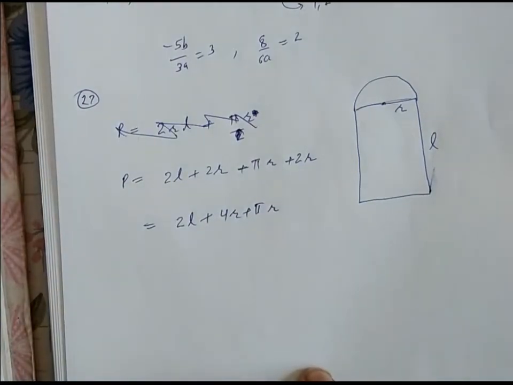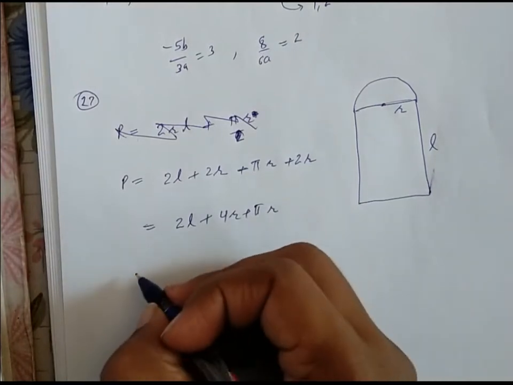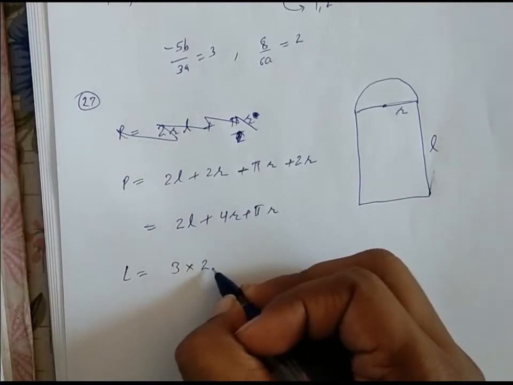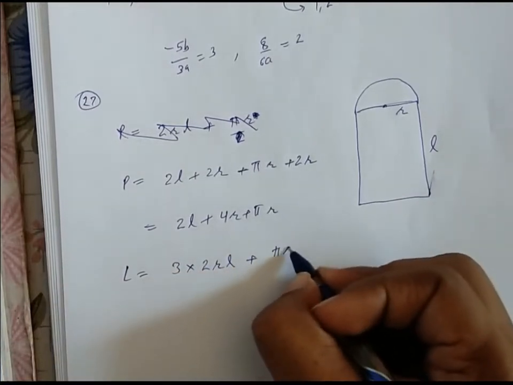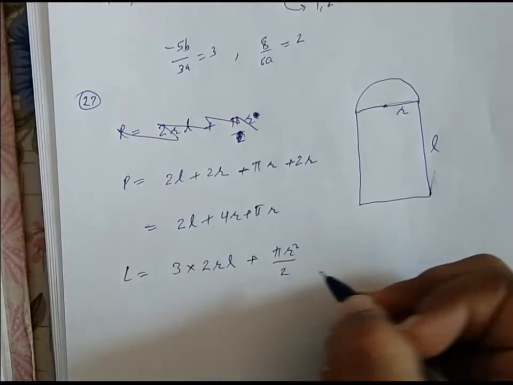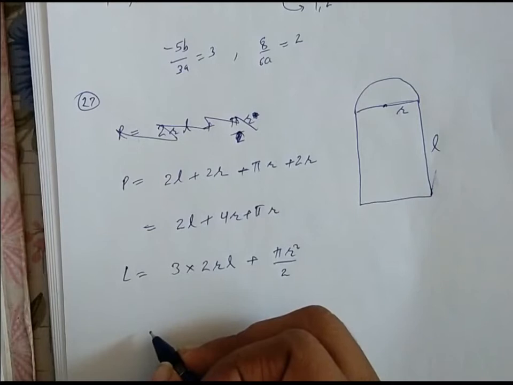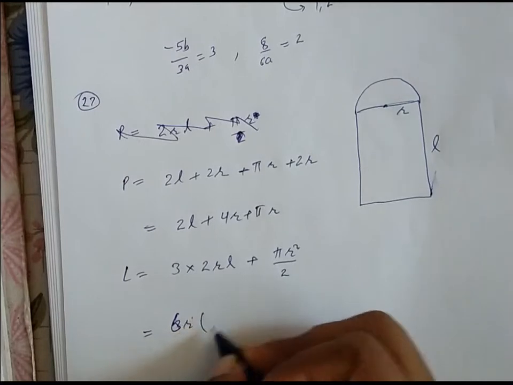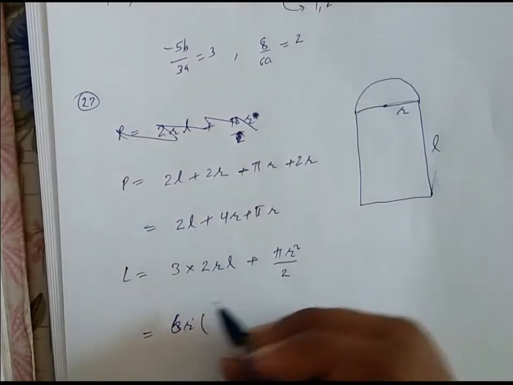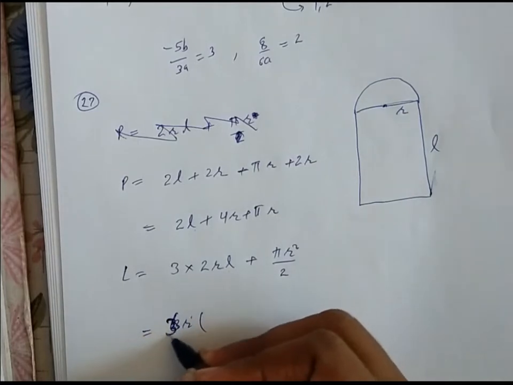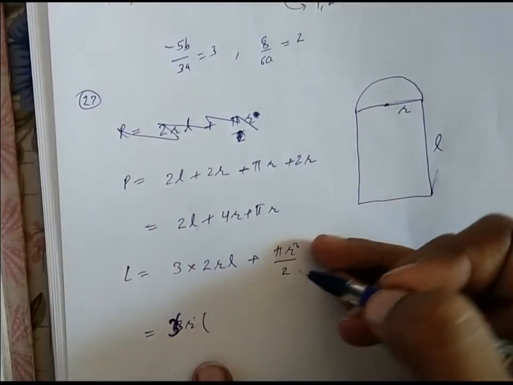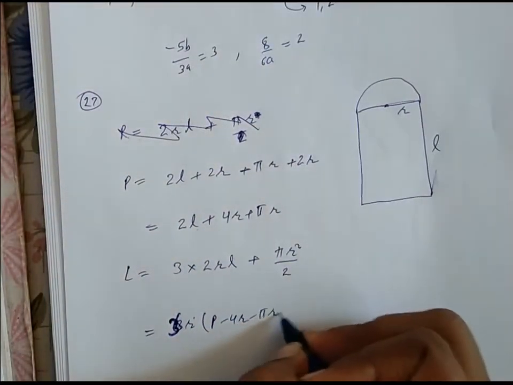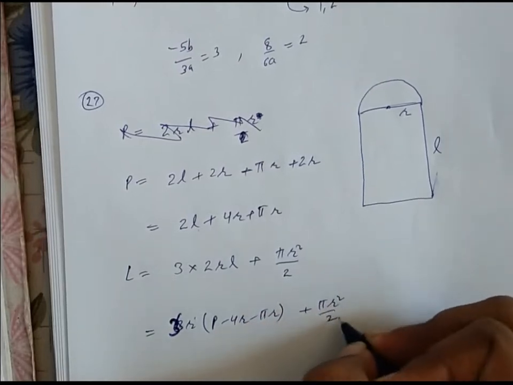So light that needs to be transmitted from the square portion can be written as 3 times the area of square plus area of semicircular portion, is equal to 3 times 6r. Putting the value of L from this equation over here, the value of 2L would be P minus 4R minus pi r, plus pi r square by 2.